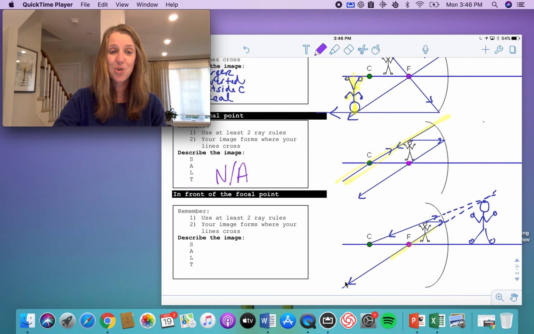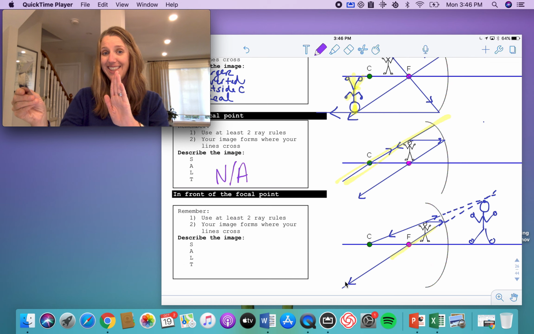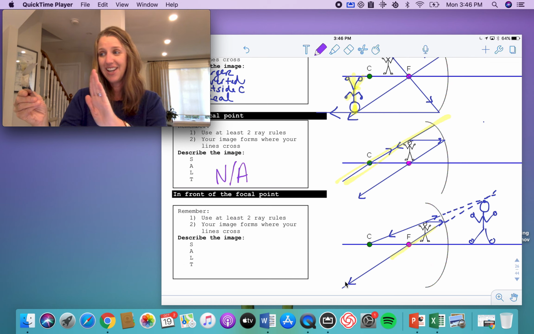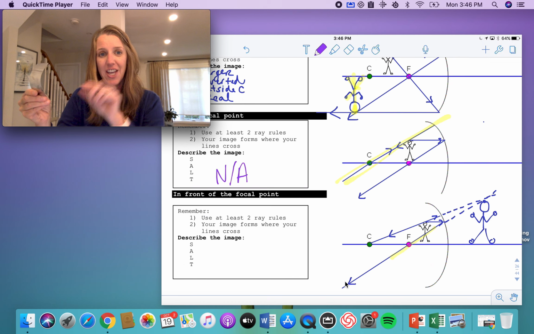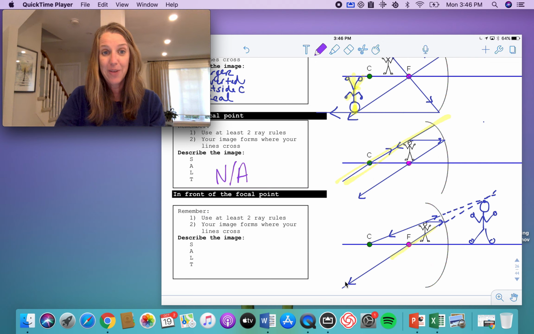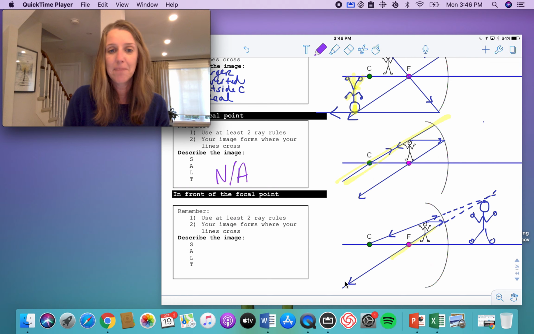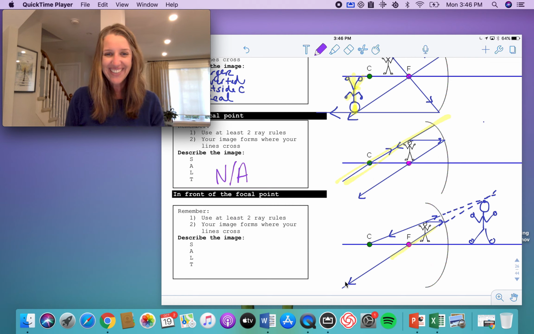In the lab, can you try this? 100%. You're going to walk towards the concave mirror, and when you get to the point where you cannot see yourself, bingo, you know that you're standing at the focal point. Okay, so we're going to try that in the lab. One of the days that you're in the lab, you're going to try that and see if you believe me or not.